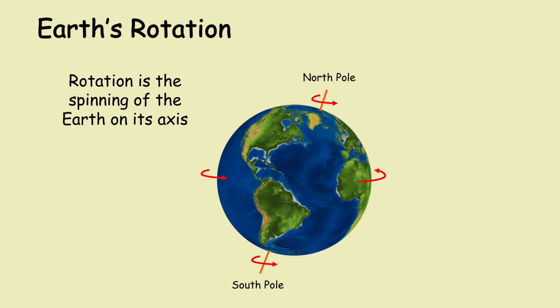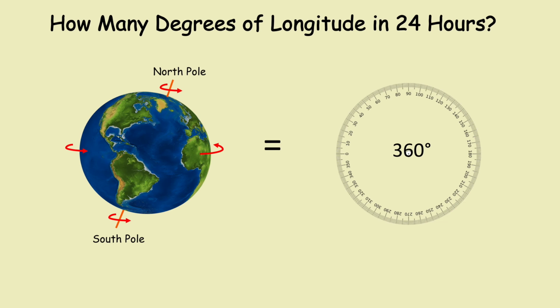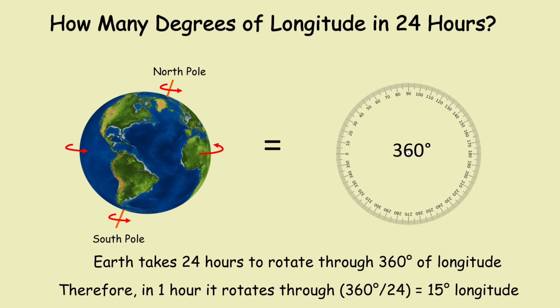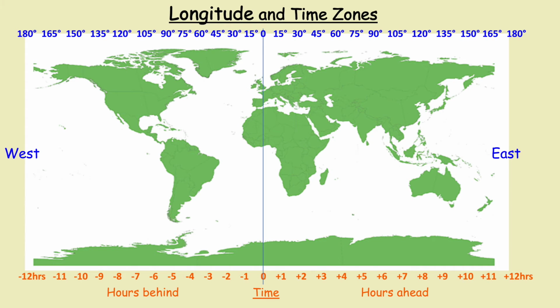The Earth is constantly rotating around its axis, and one rotation takes 24 hours. Therefore, the Earth takes 24 hours to rotate through 360 degrees of longitude. Therefore, in 1 hour, it rotates through 360 degrees divided by 24. That's equal to 15 degrees of longitude. And then this is how we make the connection between longitude and time zones.